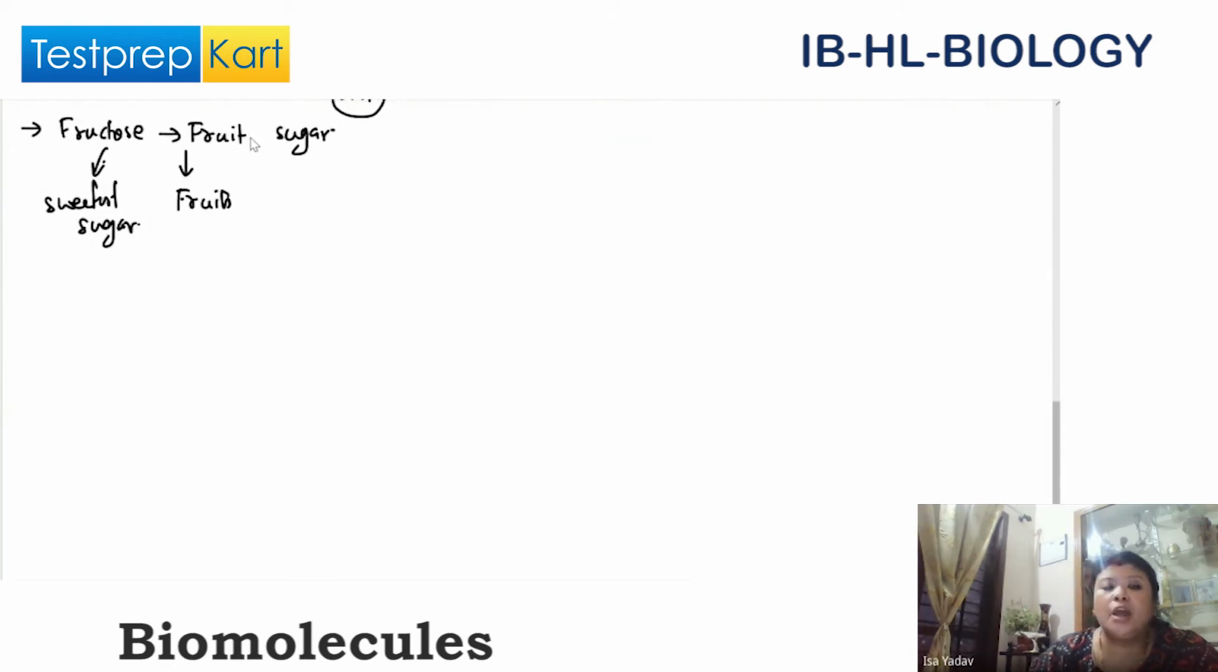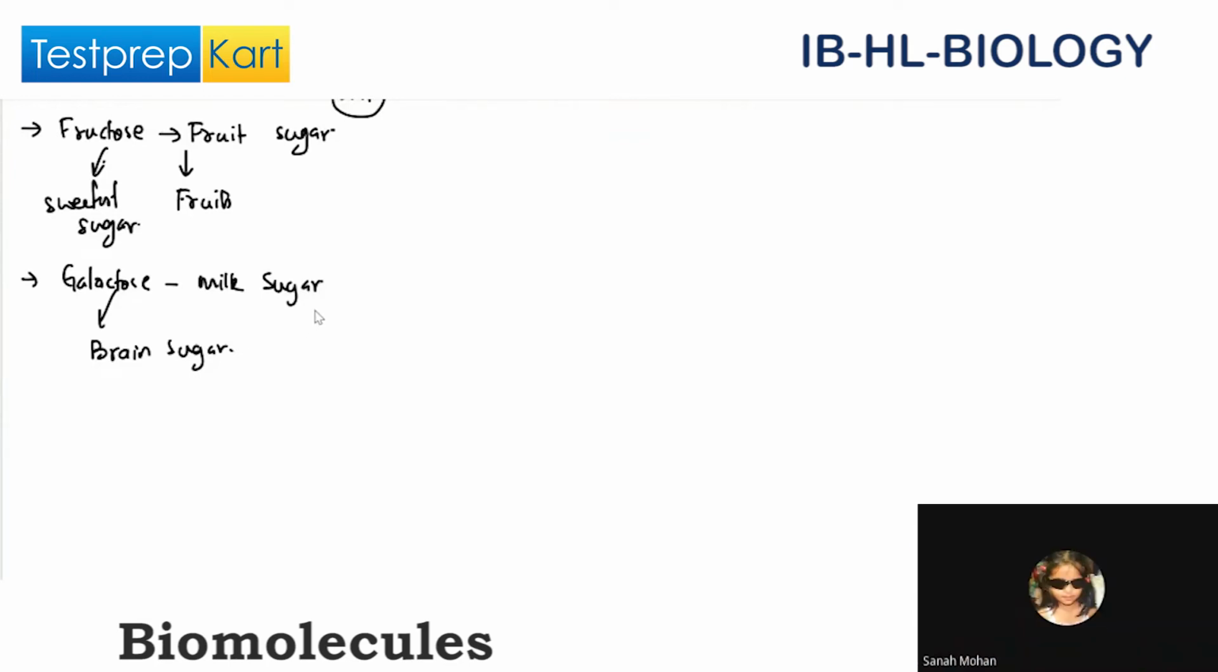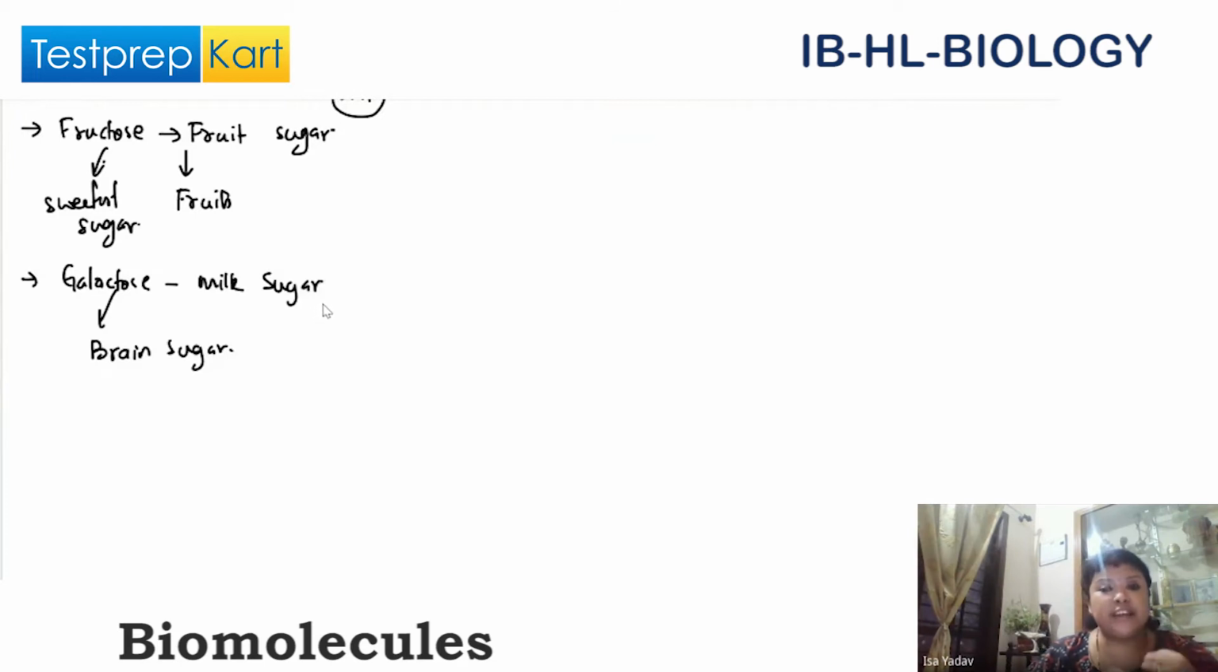Next, we have galactose. This is the milk sugar. It is present in milk. Galactose is also referred to as the brain sugar because during the early development of the brain in the embryo, in the fetus, in the young ones, the galactose is required for the development of the brain. So it is called the brain sugar. Clear?